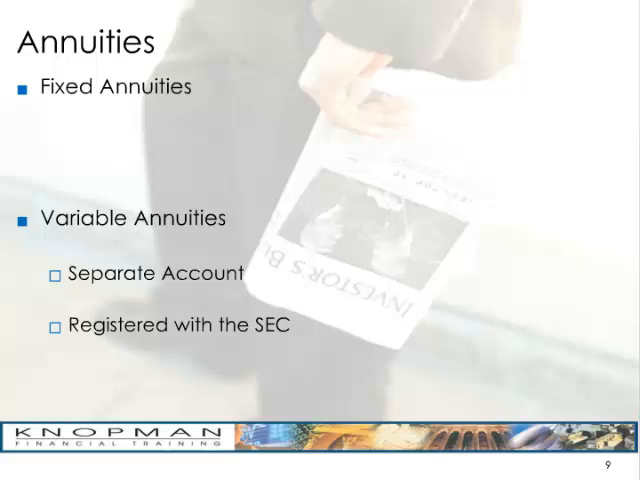Variable annuities are securities, so therefore they are SEC registered, and an individual does need to be a FINRA registered rep to sell them. They are maintained by an insurance company in a separate account. What does that mean, a separate account? Separate from what? It means separate from their general account where they run their insurance business.